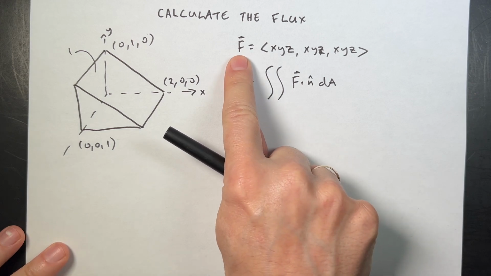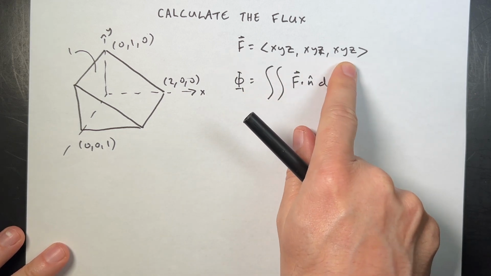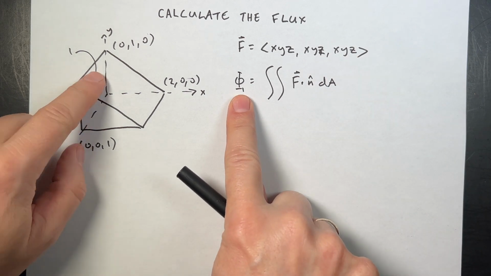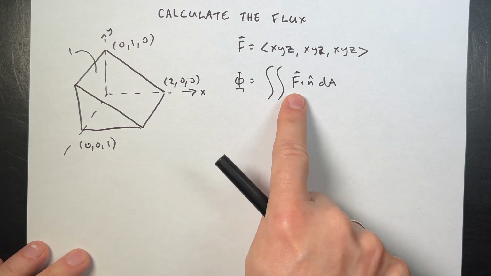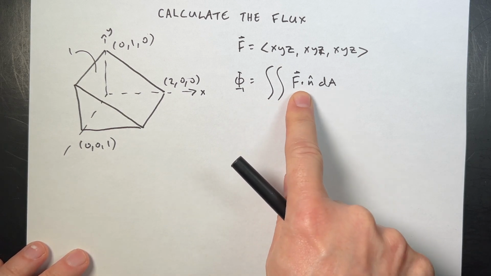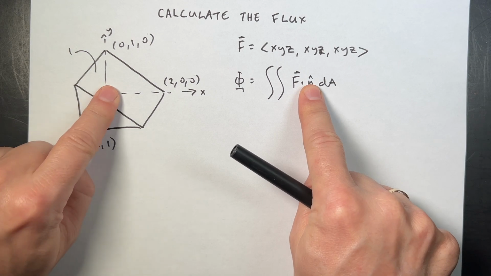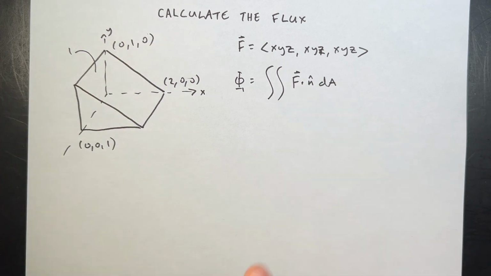So I have the function xyz, xyz, xyz. This is my force or field, whatever you want to think of it. And I want to calculate the flux over this surface, which is just the integral of F dot n hat dA over that surface area. So we got a bunch of stuff to do. Number one, what's n hat for the surface? n hat should be pointing away from that surface.